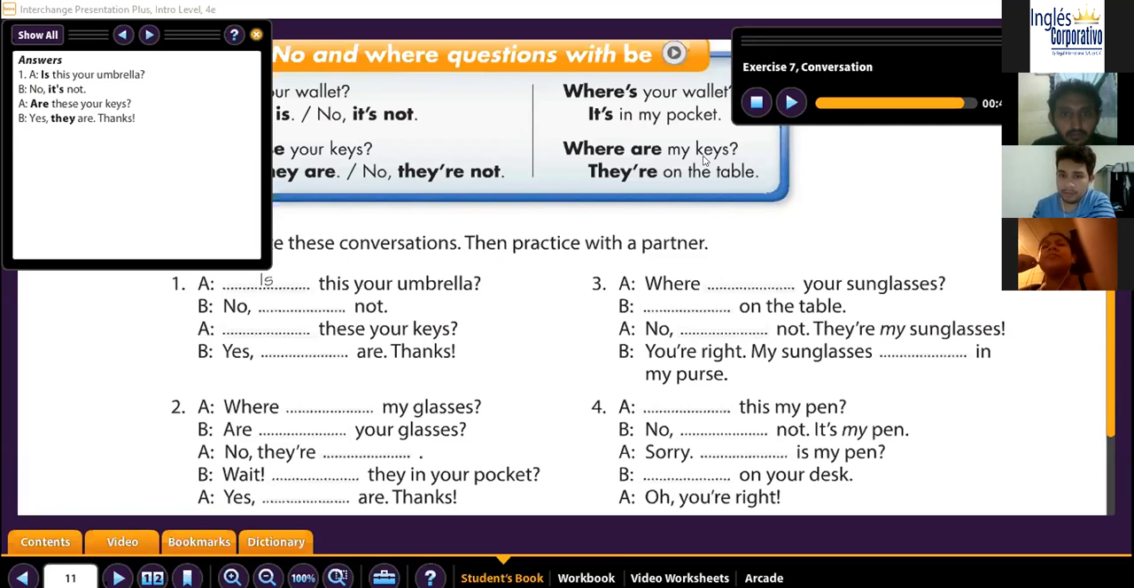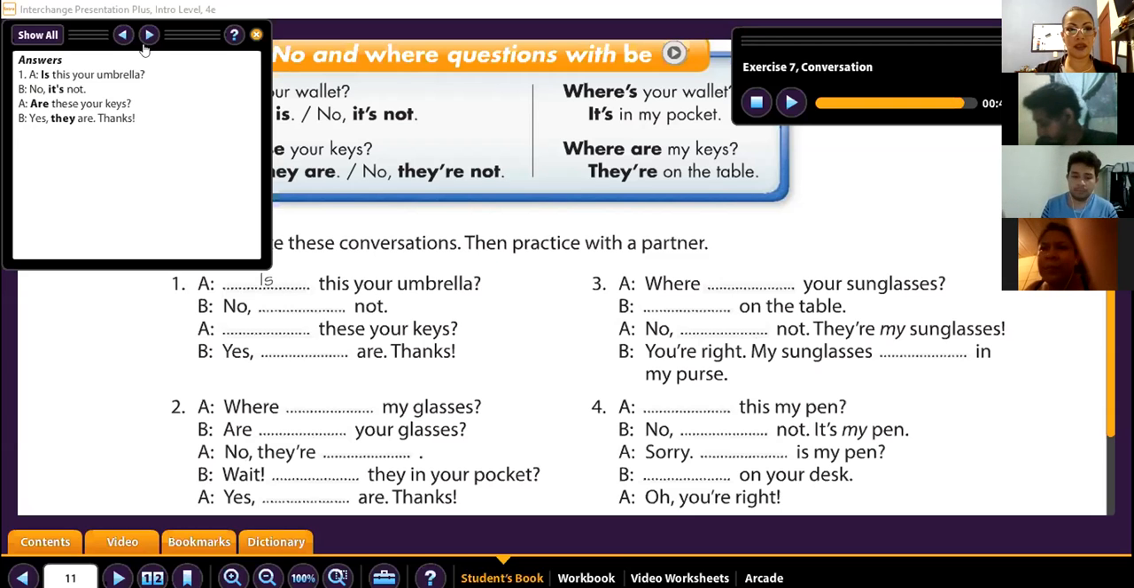Finished? Have you finished? Yes. Okay, let's check the number two. In number two, the question, we start with the question: where are my glasses? Where are my glasses?